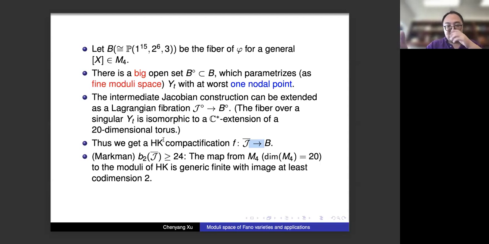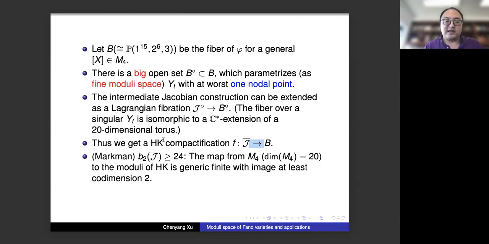And because the HyperKahler we construct is of at least Picard number 2, if I consider all the Kahler ones, it's at least codimension 2 in the moduli. So now I have dimension 20 mapped to something of codimension 2. That means the moduli space is at least dimension 22. That will imply the second Betti number is at least 24. So that was what Markman basically already predicted in his strategy. So then we verify that the second Betti number is at least 24.